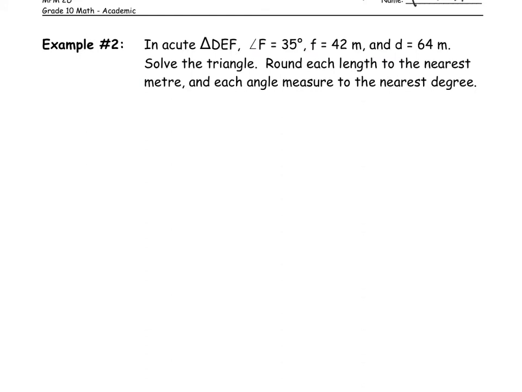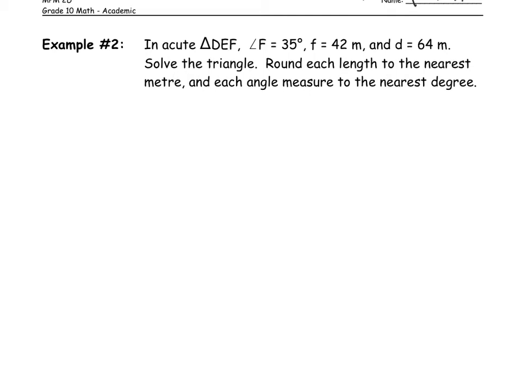All right, so let's look at another example. I'm going to get you to start this one off on your own and then see how you do. So it's telling me that I have a triangle that is an acute triangle DEF, and they're giving me angle F, they're giving me little f, and they're giving me little d. And it says solve the triangle. I want you to round each length to the nearest meter and each angle to the nearest degree, just to give you a sense of things. So what I want you to do is to pause this screencast and to draw a diagram of the problem.